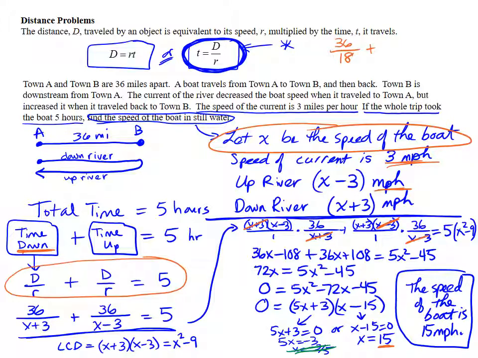I'm going to add that to the time to go 36 miles, but now I'm going to go upstream. When I go upstream, my speed of 15 miles per hour is going to be reduced by the current. So 15 minus 3 is 12. So if we think about what these two fractions will give us, the time going downstream, 36 divided by 18, would be 2 hours, plus the time going upstream, 36 divided by 12, is 3 hours. When you look at 2 hours plus 3 hours, you get that total of 5 hours. So this answer does make sense with the distance formula.